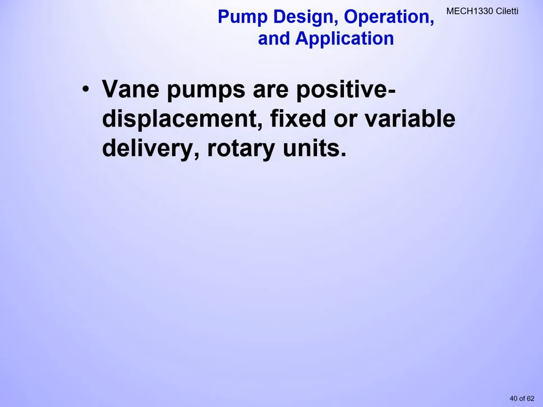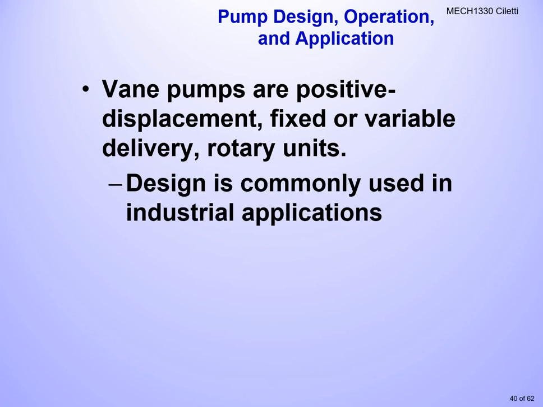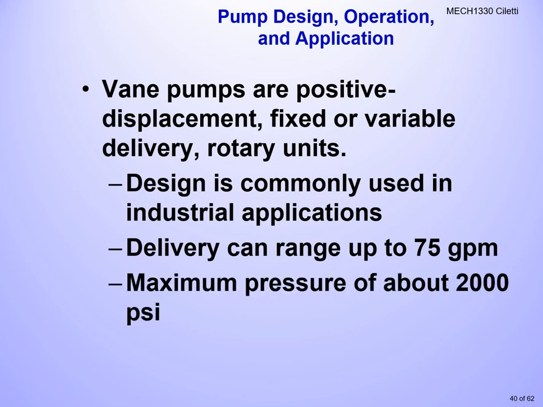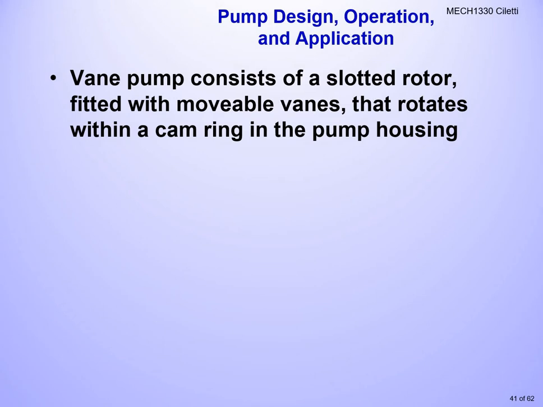Okay, vane pumps, they're positive displacement, but they can be fixed or variable delivery. So remember, positive displacement, we're going to get the same output flow, but we can vary it if we want to. We use them in industrial applications, and they can range up to 75 gallons per minute, with a maximum pressure of 2,000 psi. So a little bit below what the gear pumps can offer us.